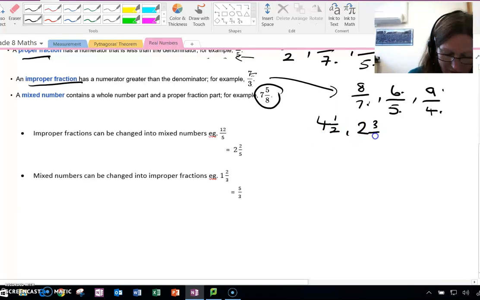2 and 3/5, because it has a whole number and a proper fraction. One last one could be 3 and 5/9. It has a whole number and a proper fraction.